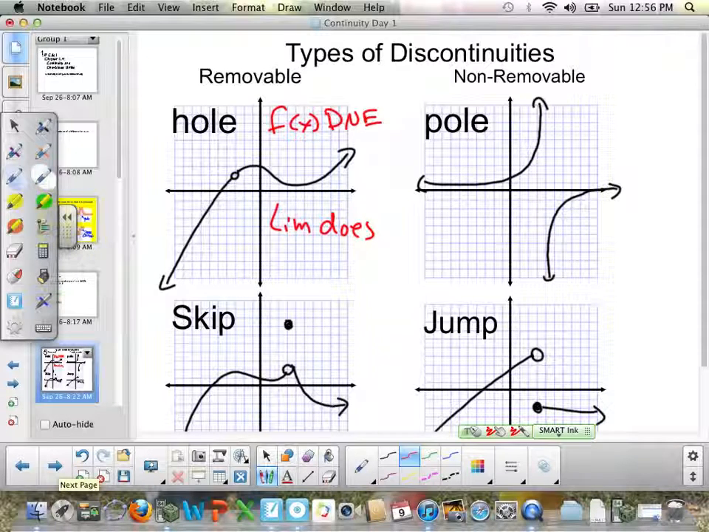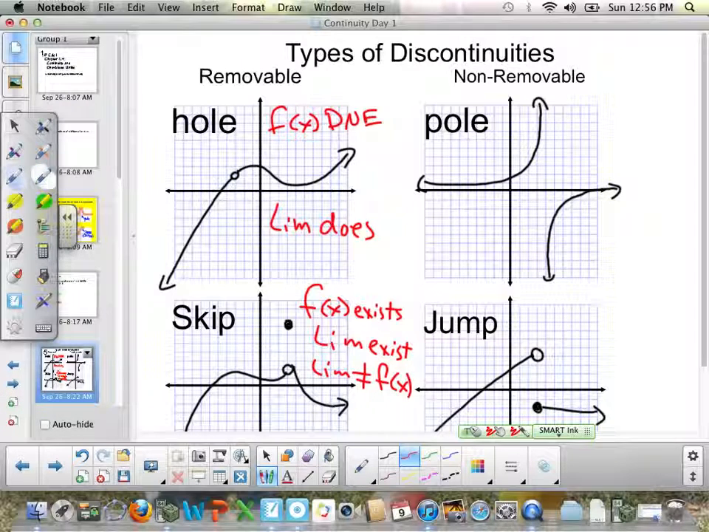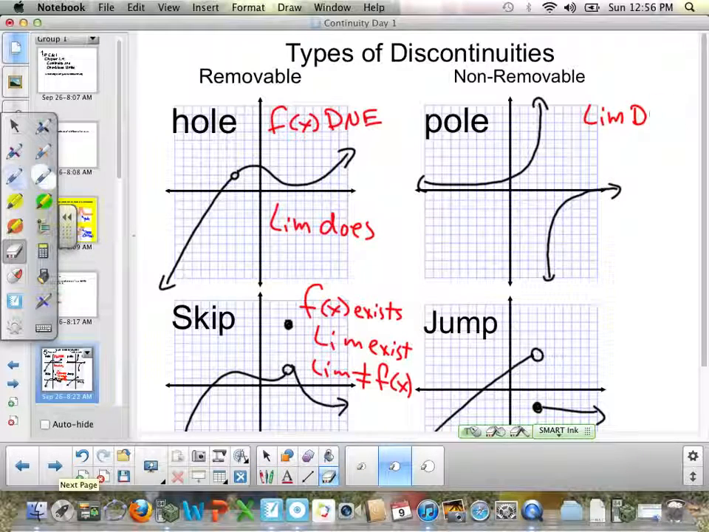All right. In the skip, we can see that the function exists. The limit exists, but they do not agree. All right. In both of the removable discontinuities, you can see that the limit exists. All right. For the non-removable, here, the pole, the limit does not exist, and neither does the function.